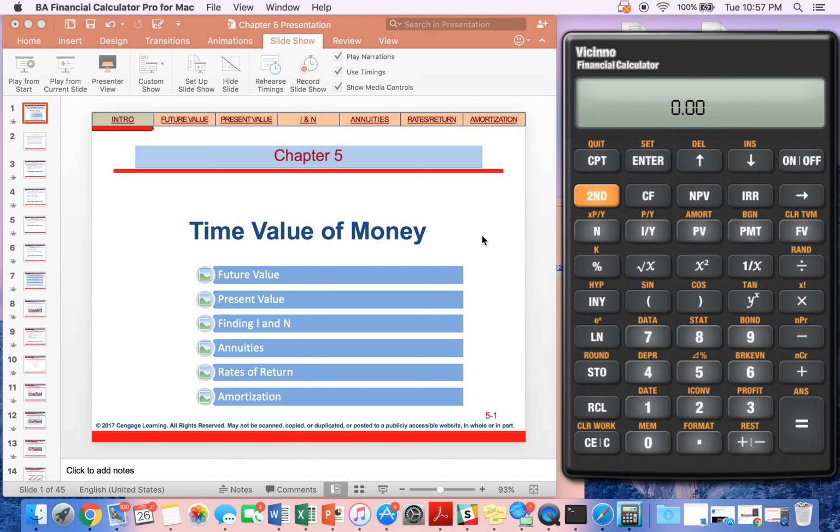I have a computer app pulled up on the right hand side of my screen that I'm sharing with you. This is what your BA2 looks like. You can use a phone app or a computer app if you want to. Just keep in mind that during your test you will have to have an actual calculator. You can't use your phone.